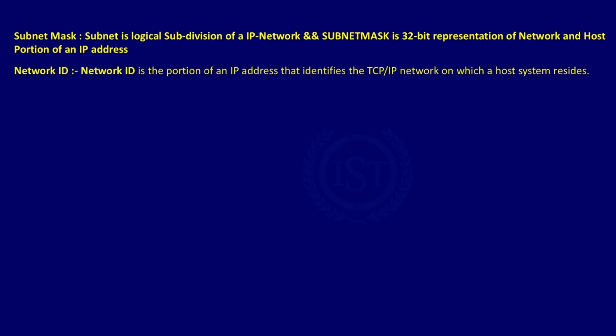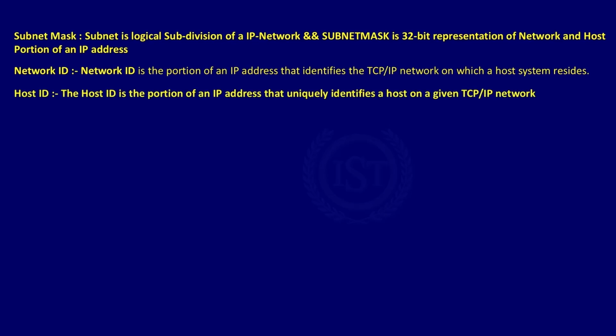Anyway, small revision again. Subnet mask is a logical division of IP addresses, or a subnet mask is a 32-bit representation of network and host portion in an IP address. Network ID is the portion of an IP address that identifies the TCP network on which the host system resides. Host ID is the host portion of an IP address that uniquely identifies a host in a given TCP network.